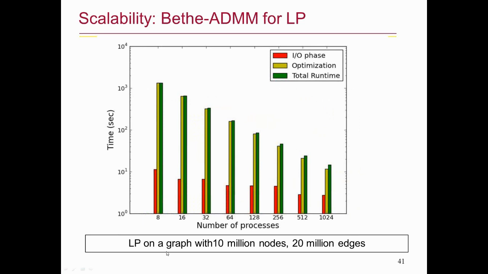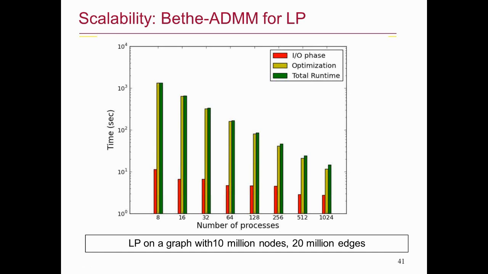So we are talking about a linear program derived from a graph with 10 million nodes and 20 million edges. This is something we cooked up. We ran multiple experiments using the ADMM algorithm. What I'm showing on the y-axis is the time it takes, and on the x-axis, the number of processes. So this is solving a linear program with 10 million variables with about 1,000 processes. It takes about 20 seconds for 10 million variables.